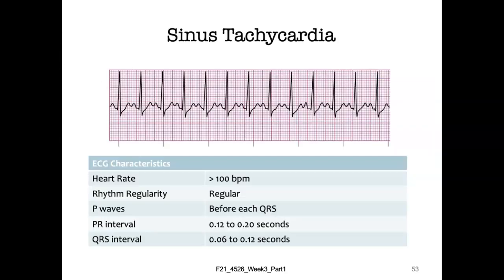The next arrhythmia is sinus tachycardia. So sinus tachycardia is sinus because there's a P wave before each QRS complex, and the conduction intervals are within normal range. So in this one, we have 1, 2, 3, 4, 5, 6, 7, 8, 9, 10, 11, 12, 13. So the rate is 130 beats a minute. The rhythm is regular if you were to get out your calipers or your piece of paper. There's a P wave before each QRS, and if we were to measure the PR and the QRS interval, it would be within normal range.